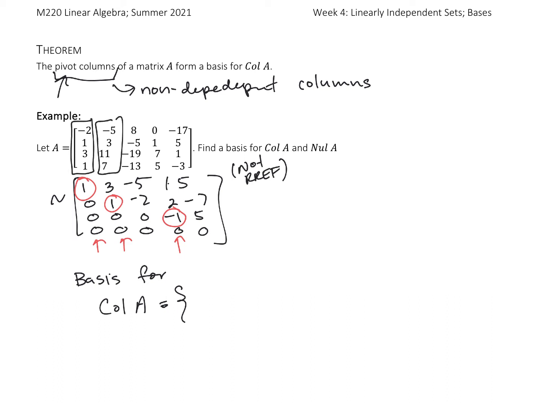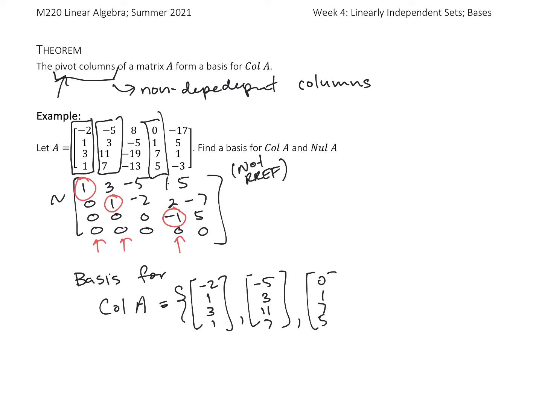We're going to go back. We're going to decide, oh, hey, I have a pivot point in the first column. So that first vector is going to be in my basis. I have a pivot point in the second column, which means the second one is in my basis. And I have a pivot point in the fourth column, which means that this fourth column is in my basis. And the other ones are redundant, right? So the other ones are linear combinations of the others, so I don't need to worry about them.